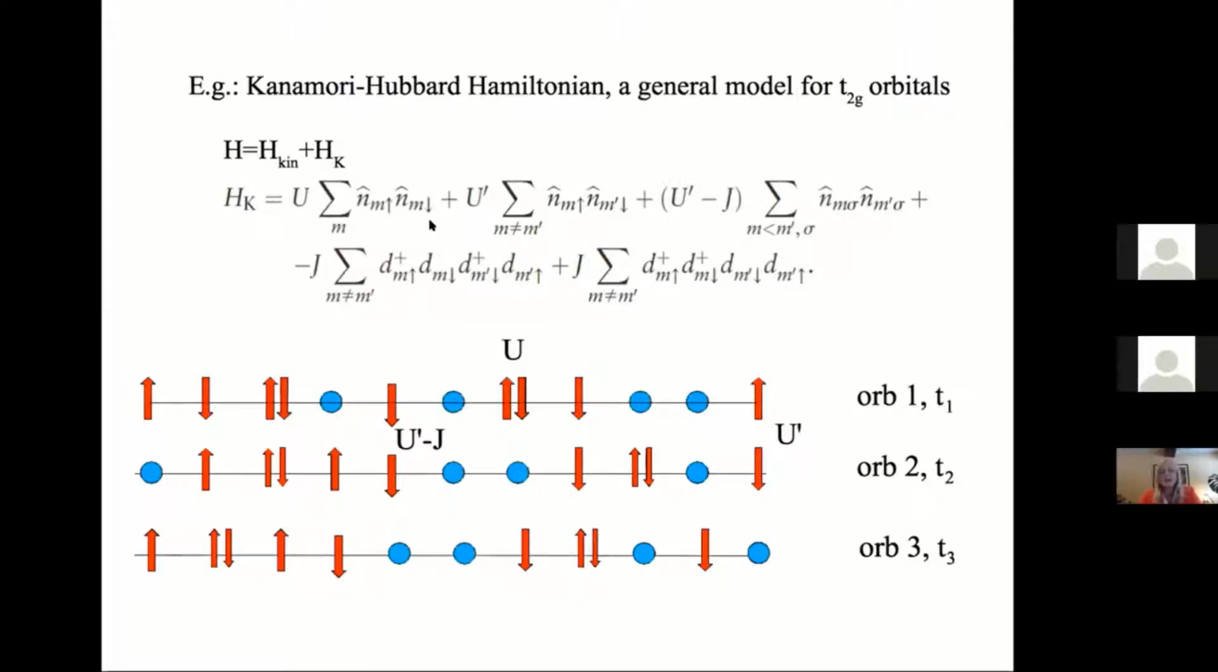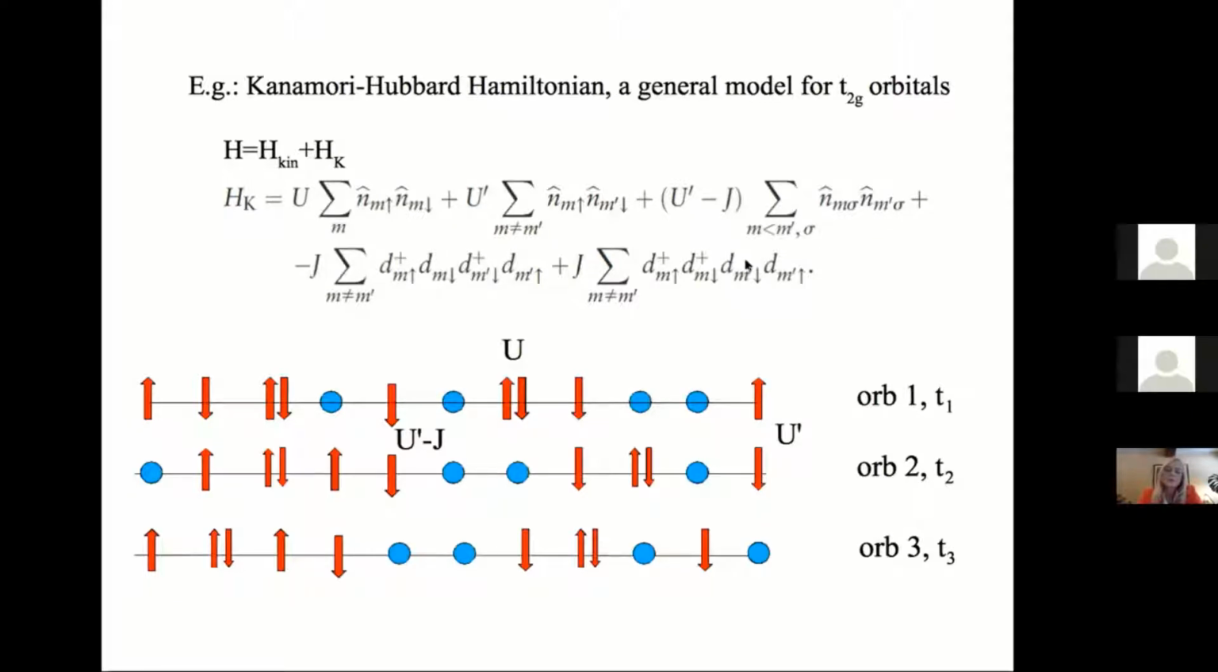And here I give an example of this Kanamori-Hubbard Hamiltonian we have to solve, which has a kinetic term and an interacting term. The interacting term has a local interaction U for double occupation, and also an inter-orbital effective Coulomb interaction U prime. And it also has a Hund's J, which is ferromagnetic in most materials, that promotes parallel spins between different orbitals.